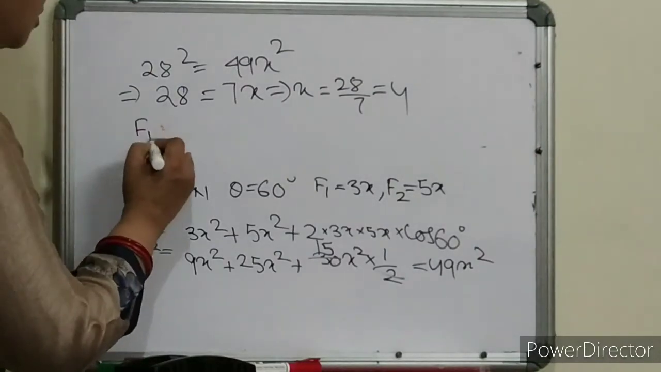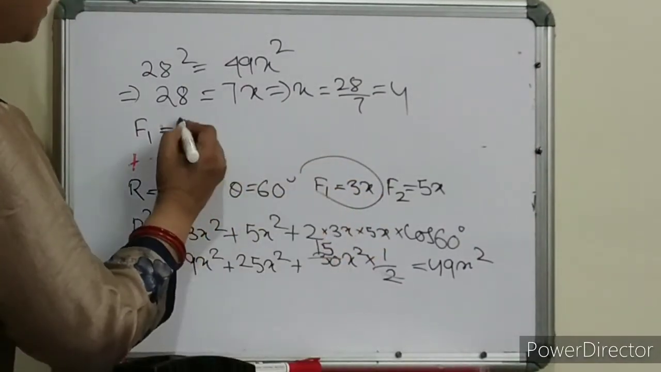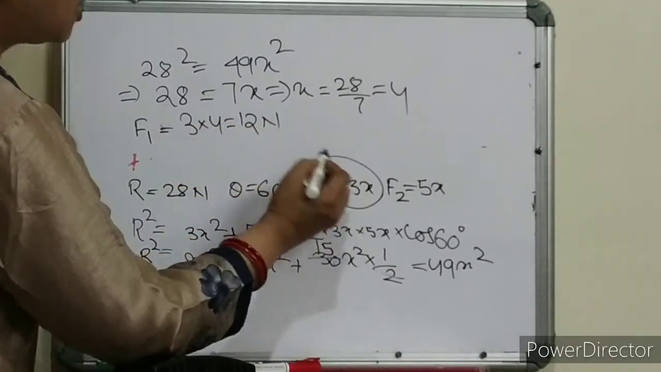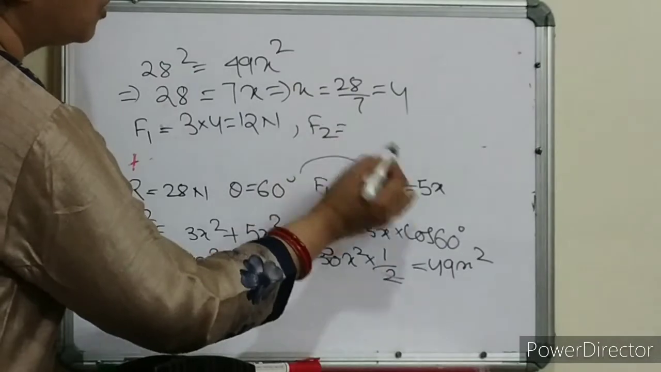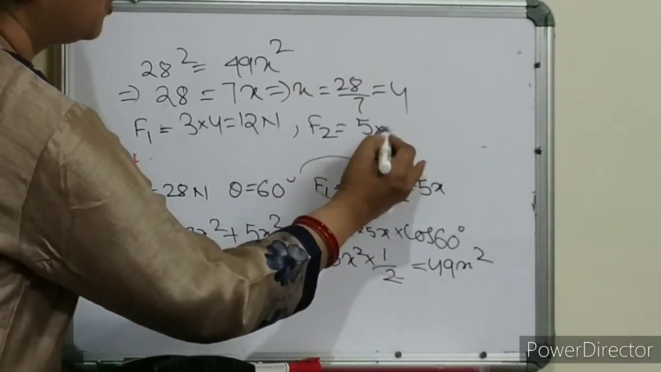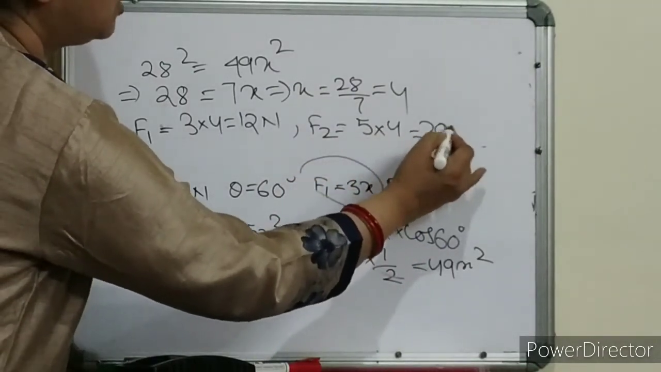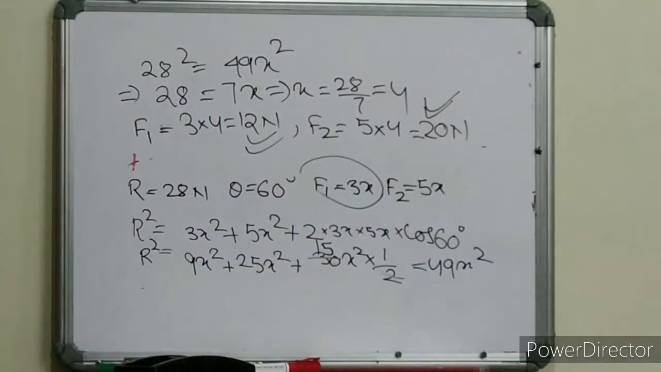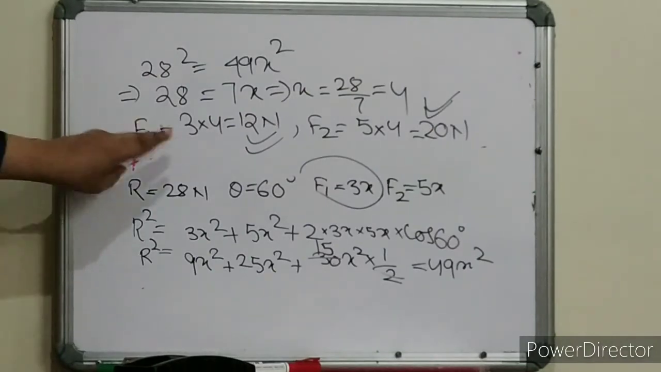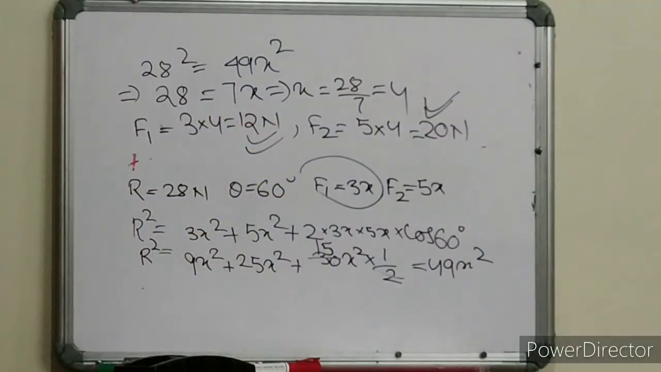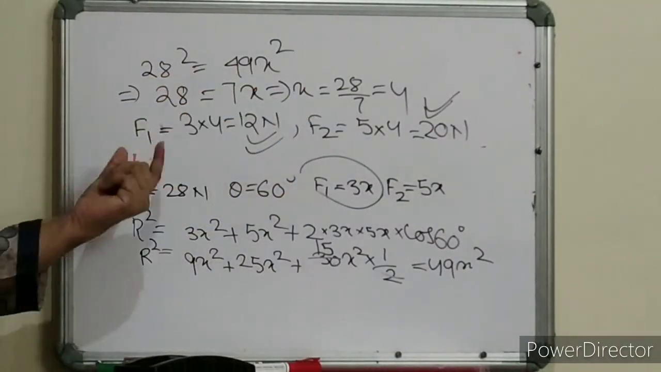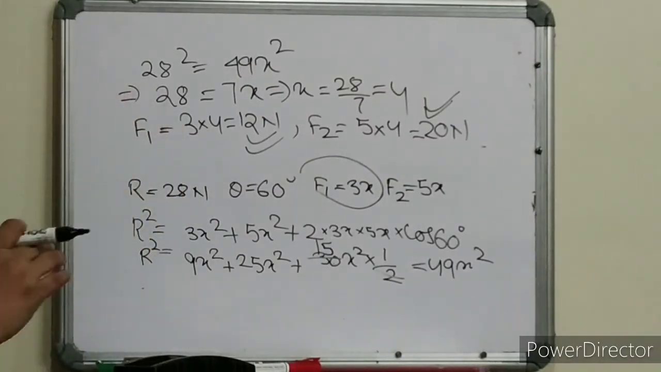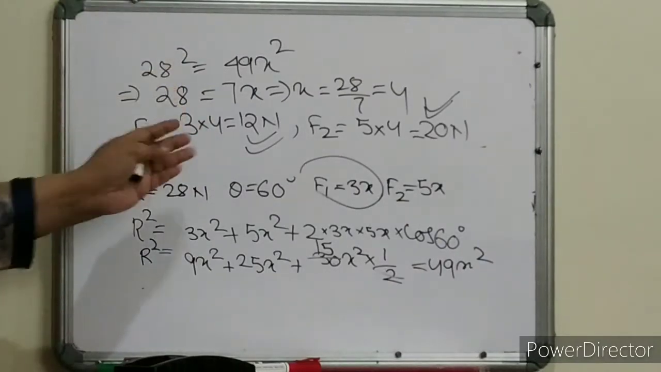So what is your F1? It is 3x, that means 3 into 4, that is 12 Newton. What is your F2, children? F2 is 5x, that means 5 into 4, that is 20 Newton. So the two forces are 12 Newton and 20 Newton. Is it clear, children? This is an easy one, but this was one of the previous year questions. I thought it will give a clear idea of how to apply the formula. That's why I have picked this question.